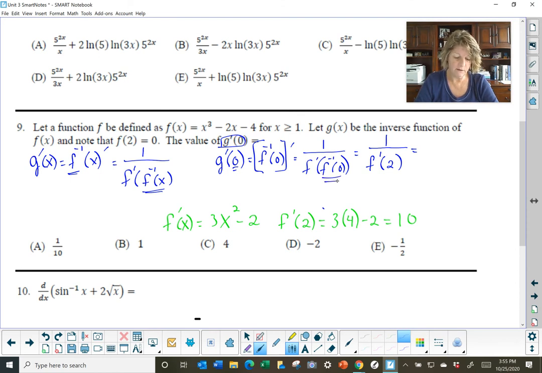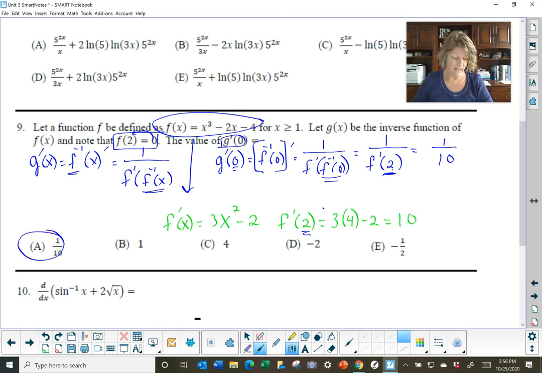F inverse of 0 becomes an f prime of 2 because of that statement there, f of 2 equals 0. And I need to read it backwards since I'm working in inverse state. So if I put in 2, I get out 0. So put in 0, I get out 2 for the original function. That means I need to evaluate the derivative at 2. And there is no f prime of 2 information given, so I have to go and develop my own derivative. And the derivative of f prime was easy. It was 3x squared minus 2. Evaluate it at 2 so we can get this. And I got 10, so I have 1 over 10. Answer was A.